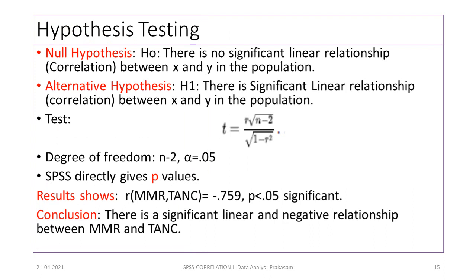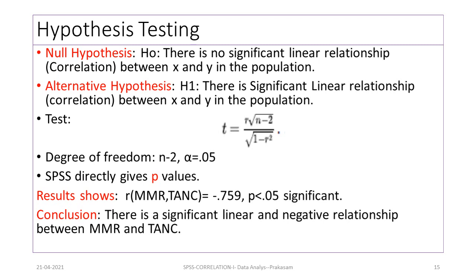How to draw the line will come later. Before going to that, the significance is already directly calculated by SPSS. But if you want to test and calculate the significance yourself, then these formulas are given. First of all, we have to establish the null hypothesis. Then H naught is that there is no significant linear relationship between x and y. Alternative hypothesis H1 is that there is a significant linear relationship between x and y.